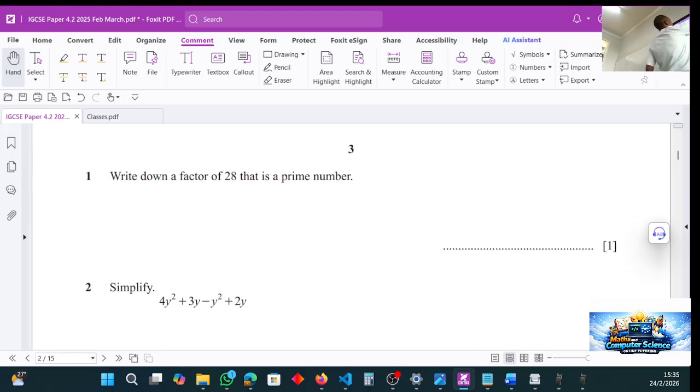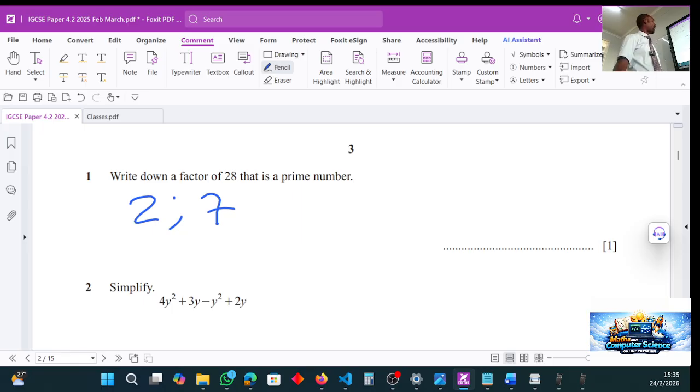Then we are starting with the first one, where we are interested in writing the factor of 28 that is prime. So the smallest prime number we know of is 2. And if I check here, it looks like 2 does divide. But through our inspection, we also realize that even 7 does divide 28, and it's a prime number.